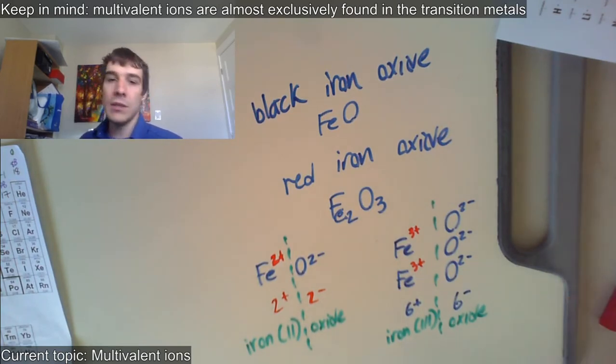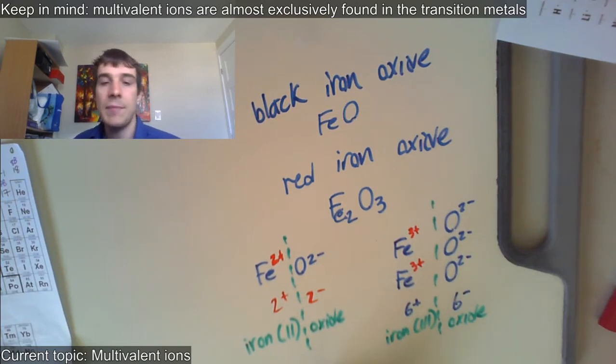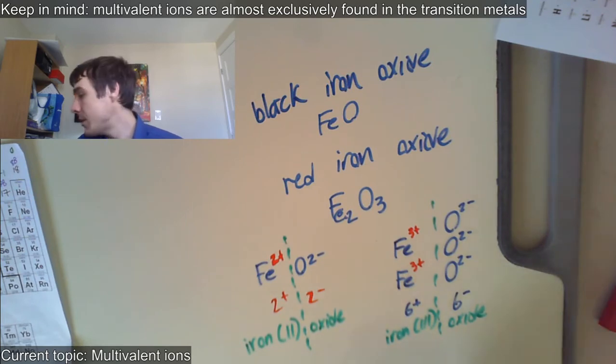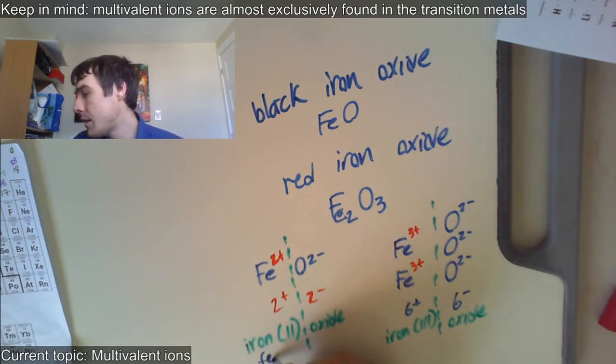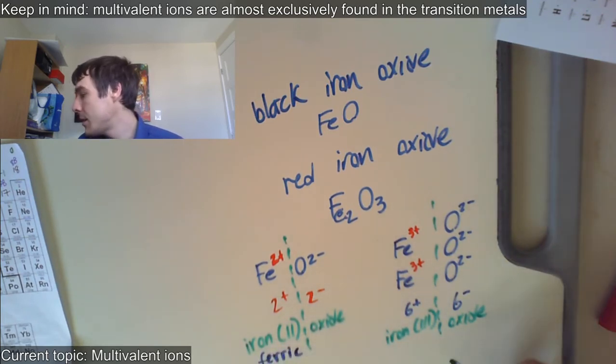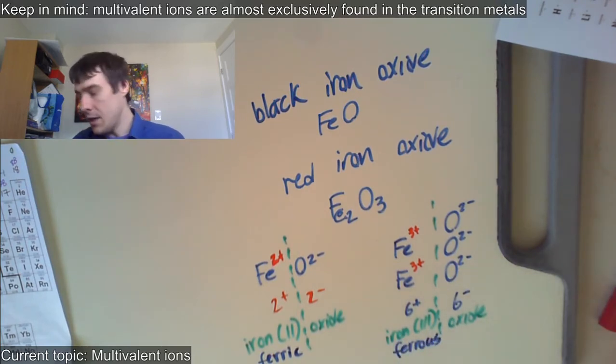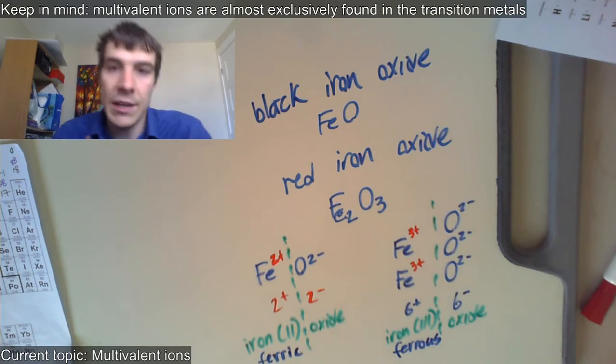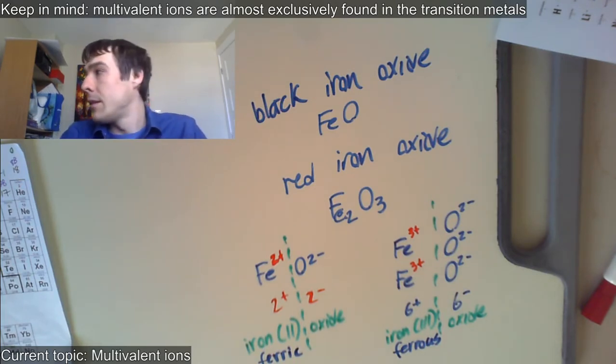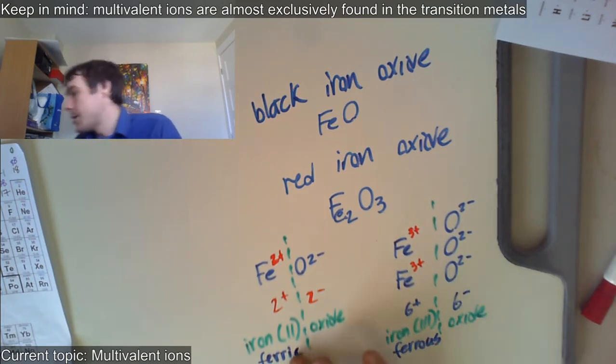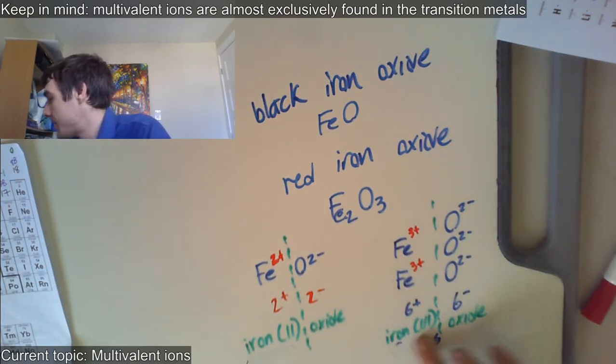Now there's an older scheme of naming these that's based on which one is more common, and that's ferric and ferrous. So this is called ferric oxide, and this is called ferrous oxide. Actually, I'm just going to double check that because it's old and I don't remember if that's completely correct. Okay, thank you, Google. I had that wrong. This is ferrous and this is ferric.